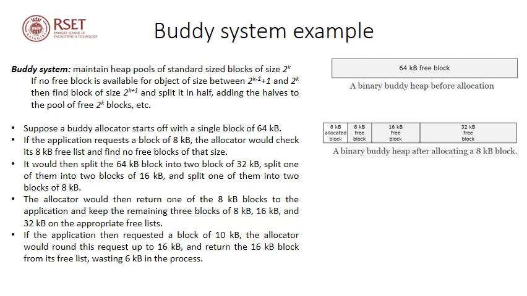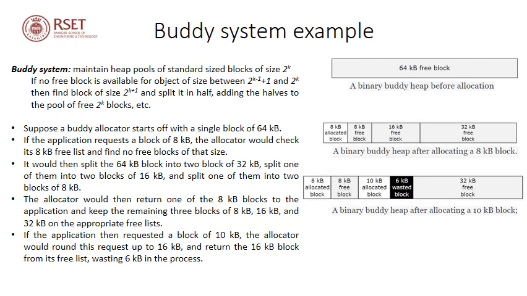So one of these 8 KB will be now allocated, and the rest of the 8 KB free block, 16 KB free block and 32 KB free block will be available in the free list. Suppose another application requests for a block of 10 KB. The allocator would round this request to 16 KB and then return the 16 KB block from its free list, wasting 6 KB in the process. So this is how the buddy system works.